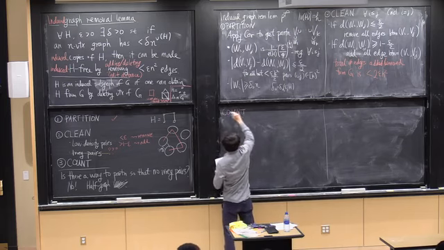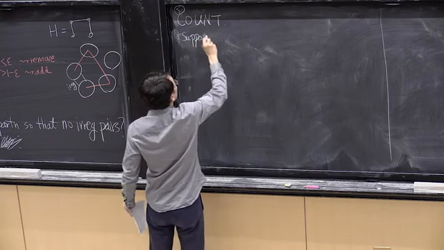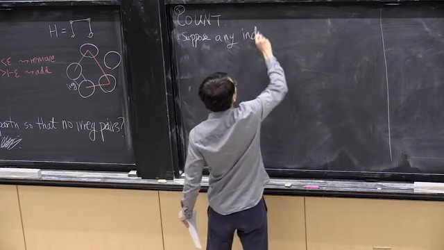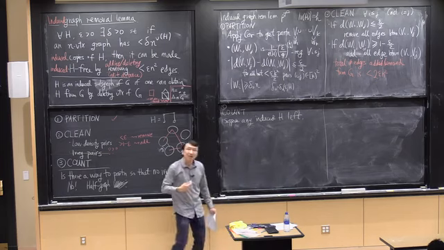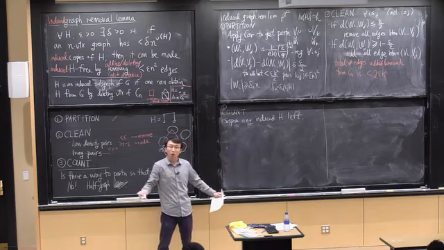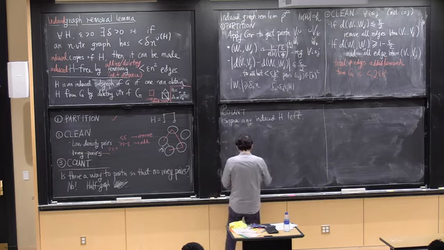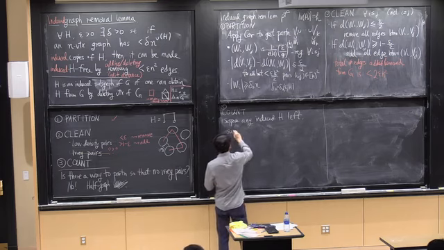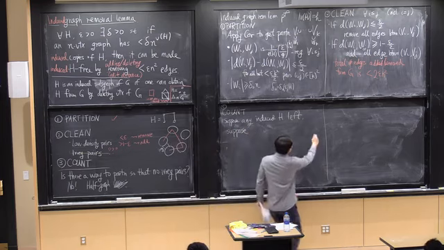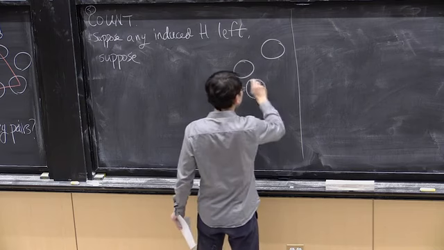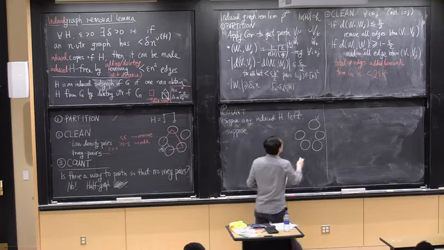And the final step is the counting step. So suppose there were any induced H left after the modification. I want to show that, in fact, there must be a lot of induced H's originally in the graph, thereby contradicting the hypothesis. So suppose, where does this induced H sit? Well, you have the V's, and inside the V's, you have the W's.